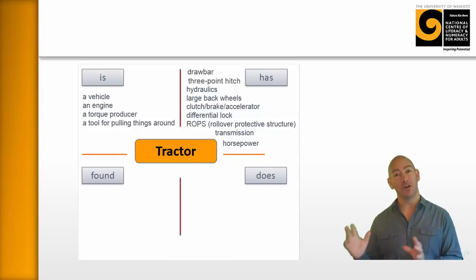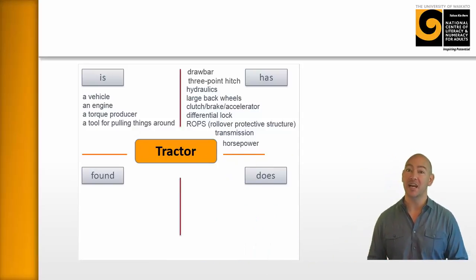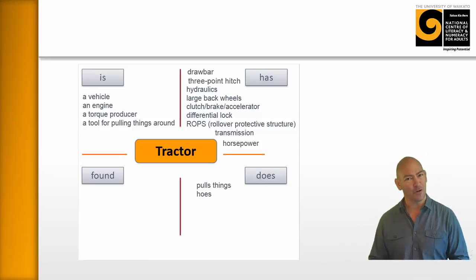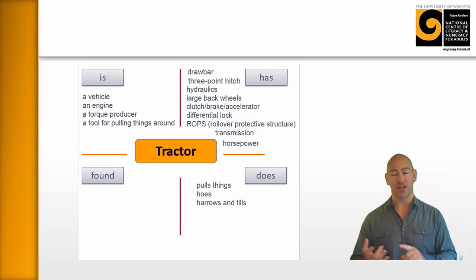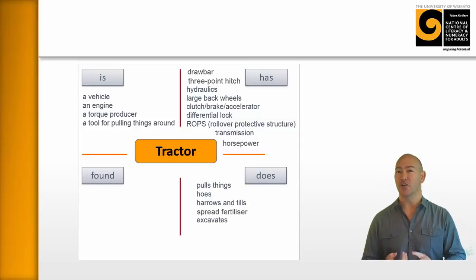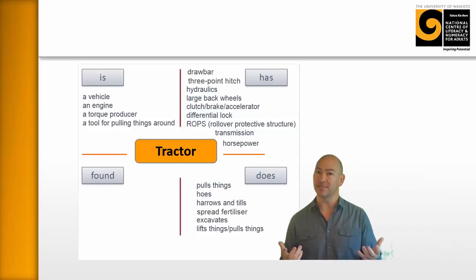These are all words that the learners generated on the spot. Here were some words that the learners generated around what a tractor does. They said a tractor pulls things, hoes, harrows, tills. A tractor can spread fertilizer. A tractor can excavate. A tractor can lift things, pull things, etc.